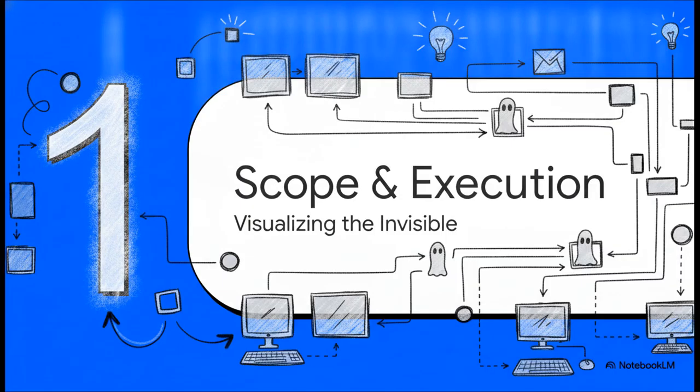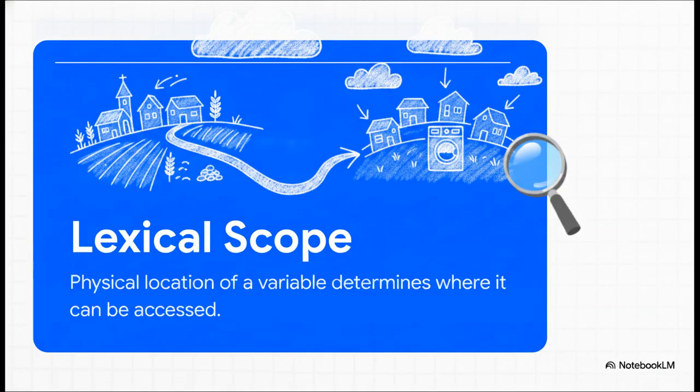Section 1, Scope and Execution Context. Visualizing the invisible. Understanding where variables actually live is often the first major hurdle for developers. So let's use a village analogy to understand lexical scope. Imagine you live in a specific village. Your village has plenty of wheat and stones, but it doesn't have a washing machine.